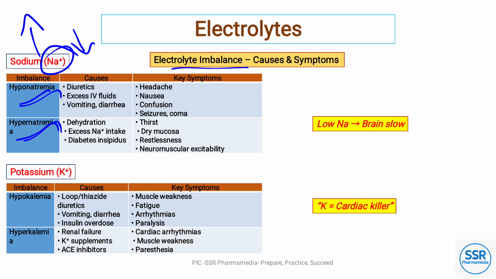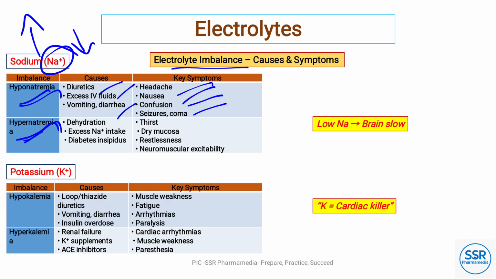Hyponatremia is caused by diuretics. Whenever the sodium in our body fluid decreases, the reason for the decrease is diuretics: urine output is increased, the sodium content of the blood decreases, and also excessive IV fluids, vomiting and diarrhea. Due to high vomiting and diarrhea, the sodium level decreases. Due to that, we get headache, nausea, confusion, seizures and coma.